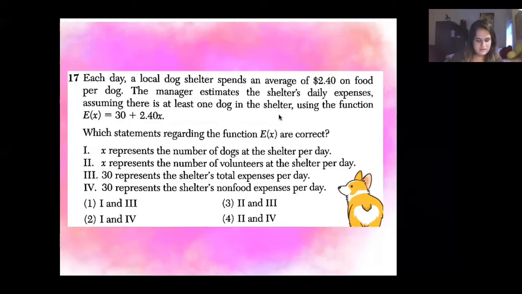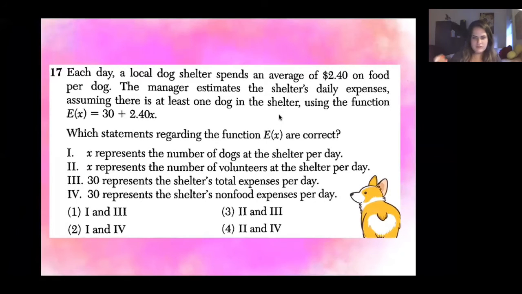Okay. Let's try this one. This one's a little tougher because it's like a two-stepper. You've got to pick your Roman numerals and then pick your answer from those. So let's get to it. I see my function right here, and let's see what they tell us. A dog shelter spends an average of $2.40 on food per dog. The manager estimates the shelter's daily expenses, with at least one dog in the shelter. All right, let's go to our Roman numerals and see if we can eliminate.